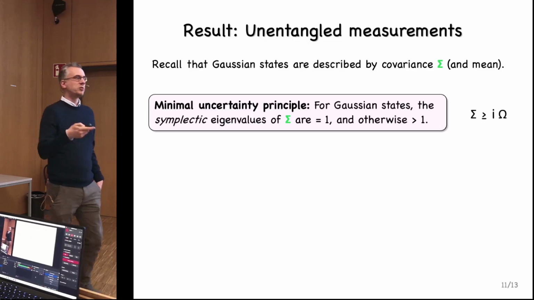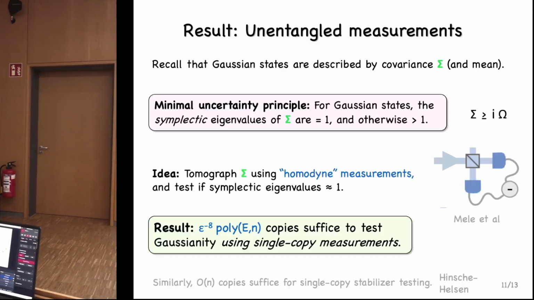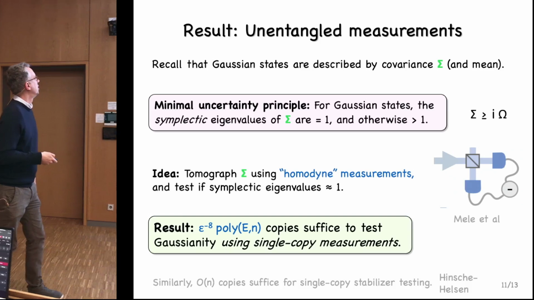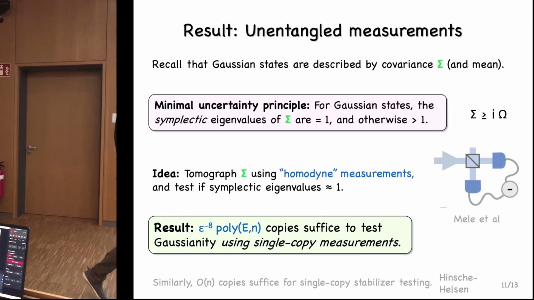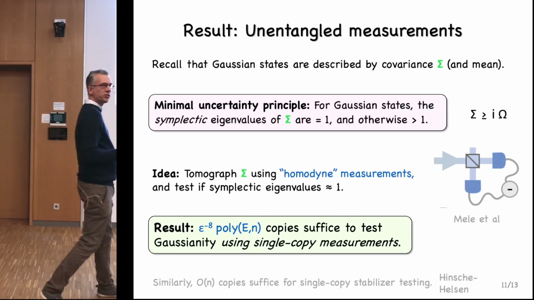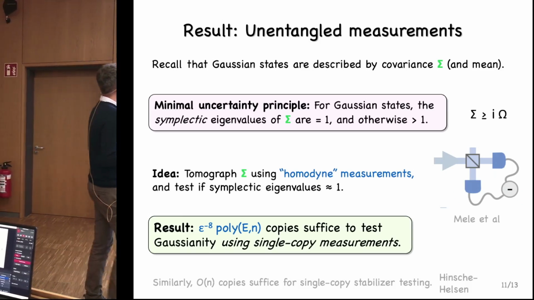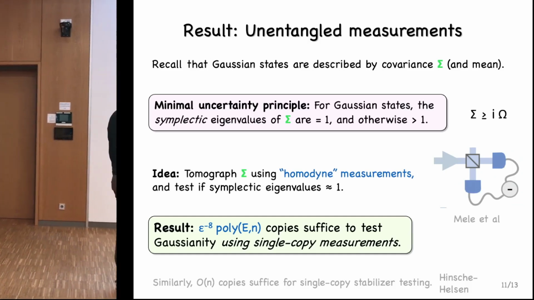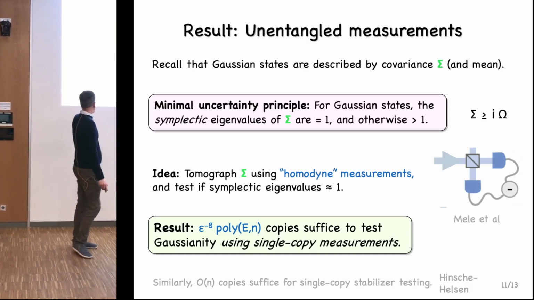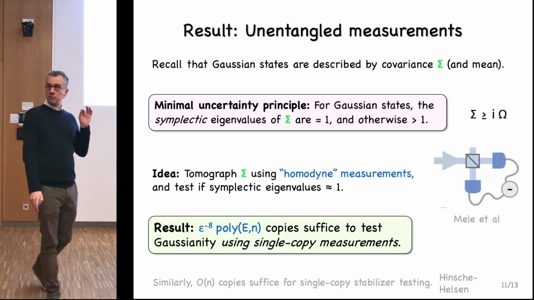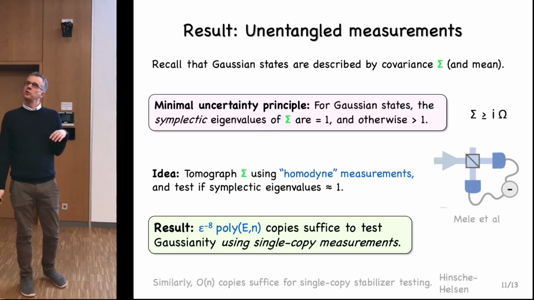Okay, so the strategy, roughly speaking, is you do tomography using simple single copy measurements known as homodyne measurements, and then you just check if the symplectic eigenvalues are 1, and you get a scaling that's worse than epsilon and still poly in E and N. Okay, so that's a complementary result. And it's similar, an analogy as in the stabilizer world. There we know that order n copies, where n is the number of qubits, are enough if you do unentangled measurements, and you need at least square root of n.